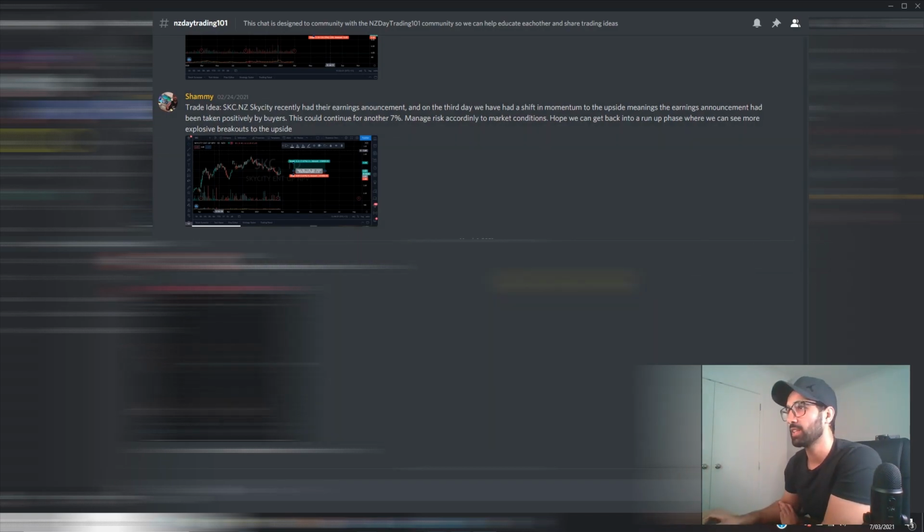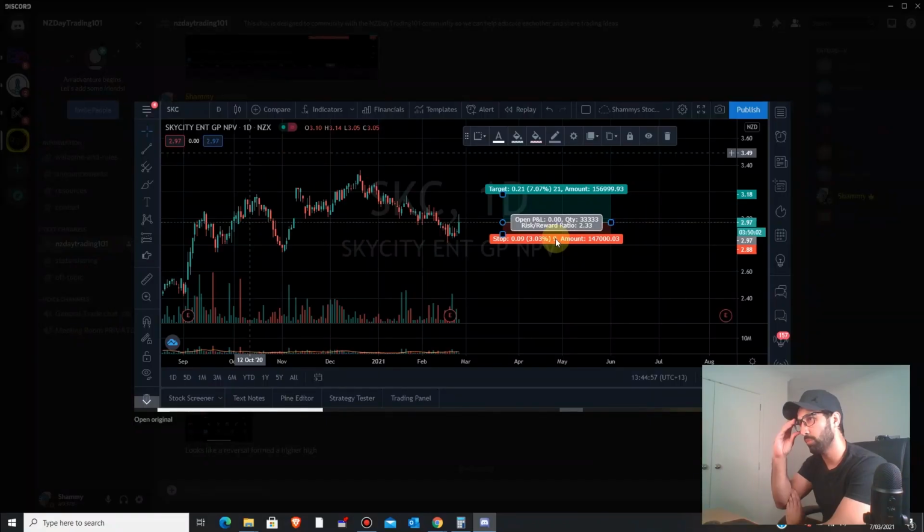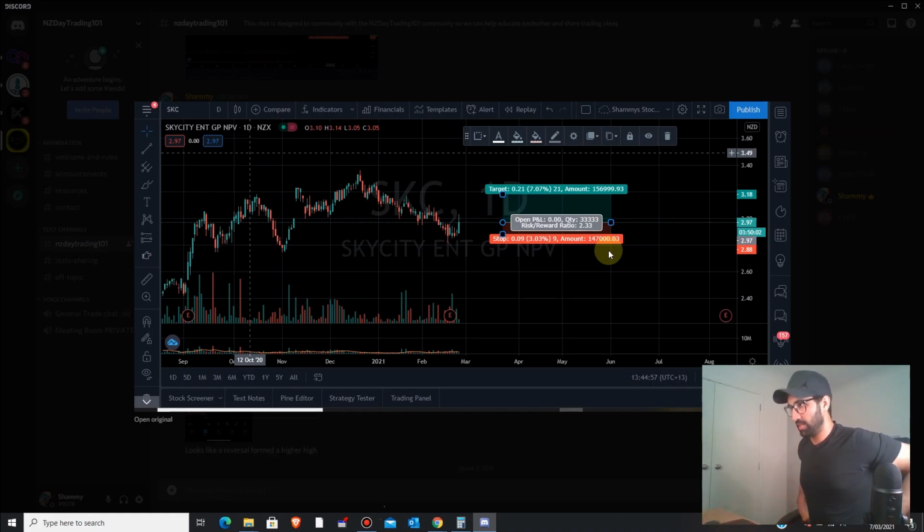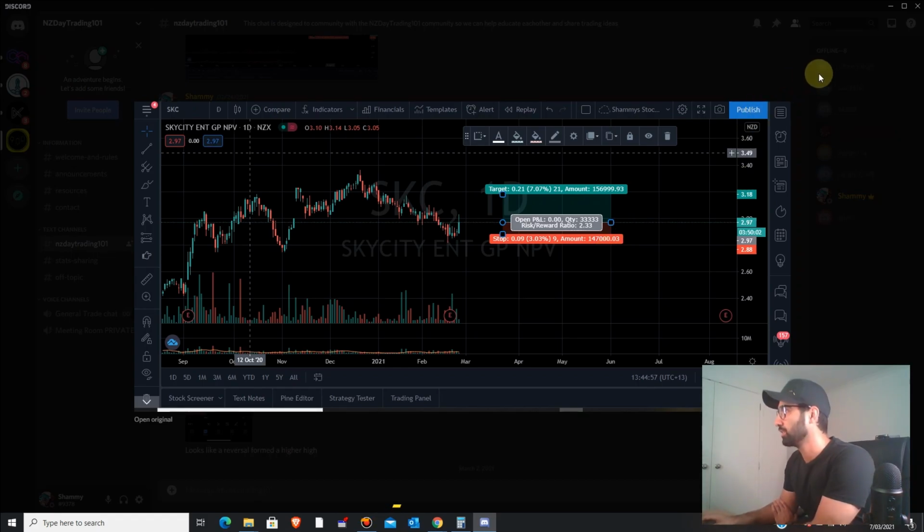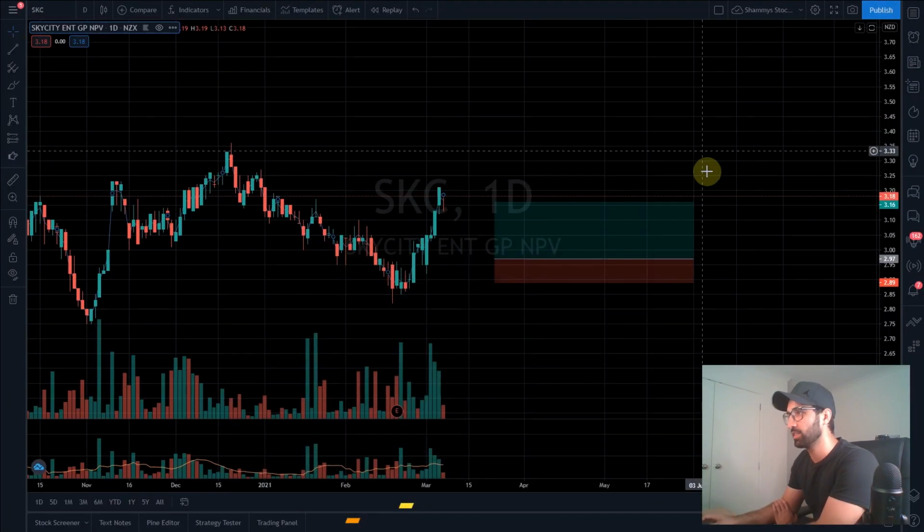As you see from the Discord here, Skycity recently had the earnings announcement, and on the third day we had a shift of momentum to the upside. So for me, this was a good trade. I put in whatever my setup was, stuck to my setup and executed it perfectly, where I profited like $1,200 off it. So now let's go back to the trade. Let's see how I managed to do it.